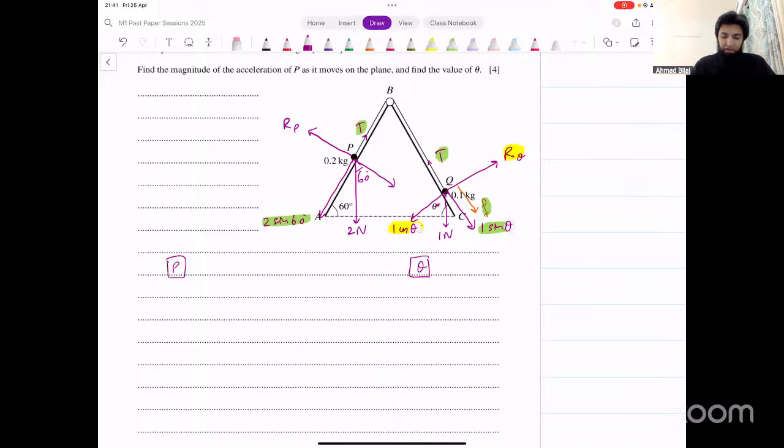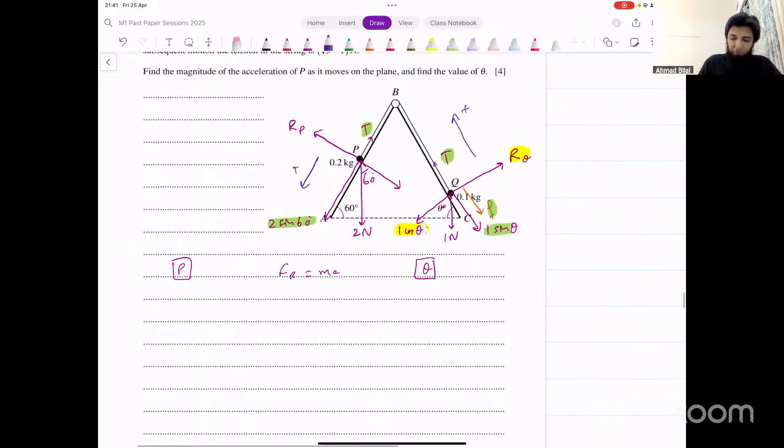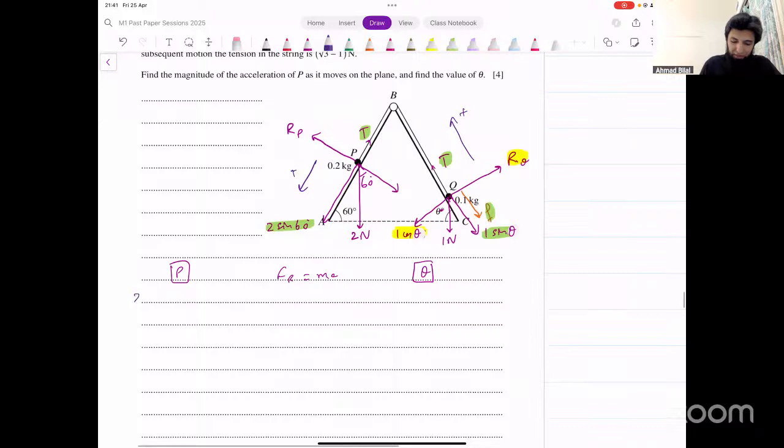In which direction is P going to move? P is going to move down the plane. Q is going to move up the plane. So these are the positive directions for them. What's the positive direction for P? It's 2 sine 60. So we apply Newton's second law of motion. Resultant force equals mass into acceleration. The forward force is 2 sine 60.